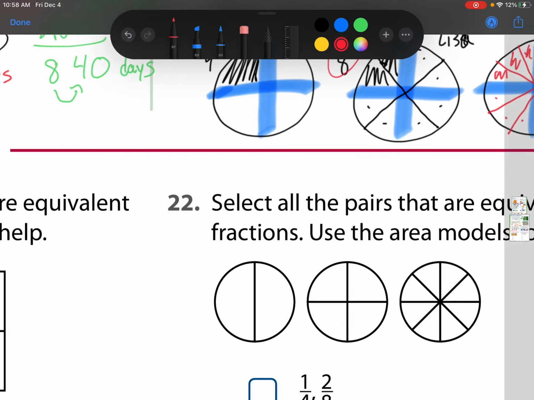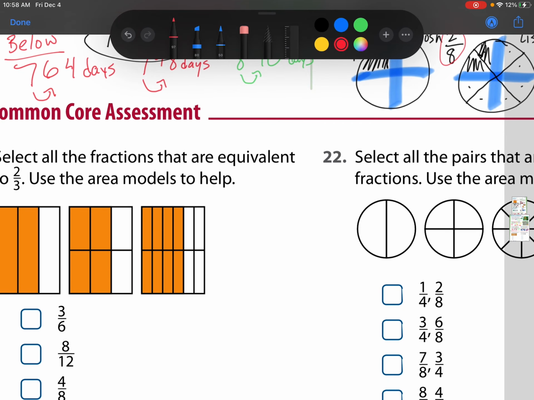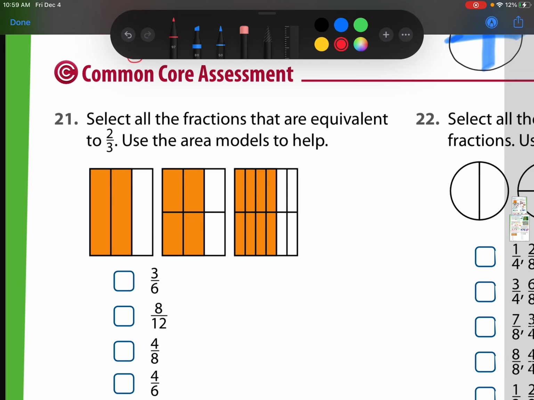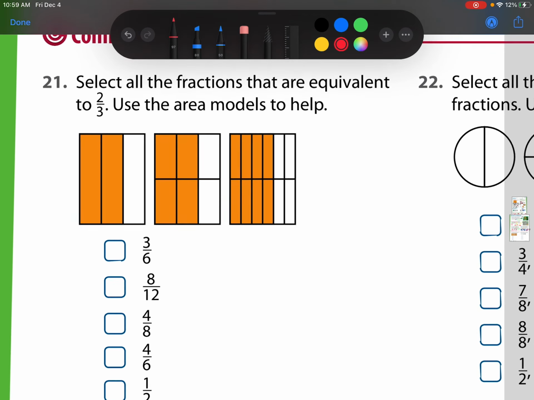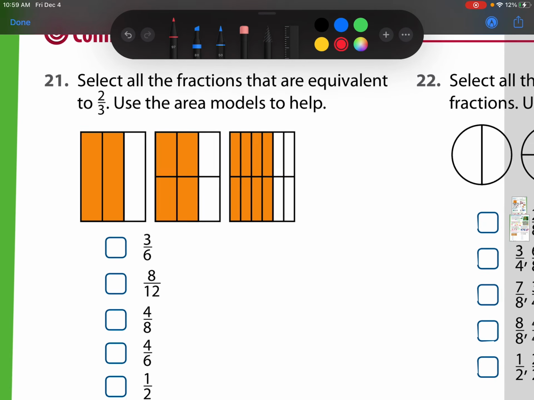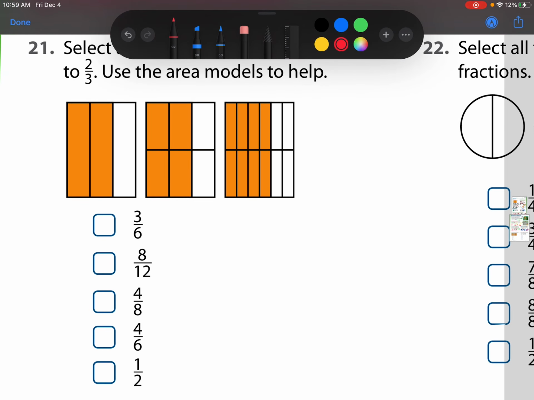Now for our last one, number 21. Select all the fractions that are equivalent to 2/3. Use the area models to help. So let's see. Here's 1, 2, 2 pieces out of 3. And if we split this like that, oh look, it's still the same. It's whatever this model is. Oh, so these models must be the same. They must be equivalent.